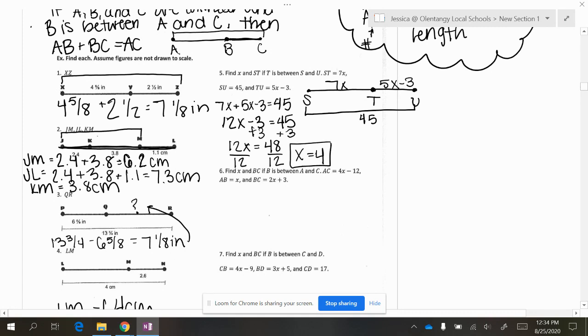So we found out what X is. And now we need to find out what ST is. So ST, they told us, was 7X. Now let's plug that in. So 7 times 4. 7 times 4 is 28. So ST is 28.